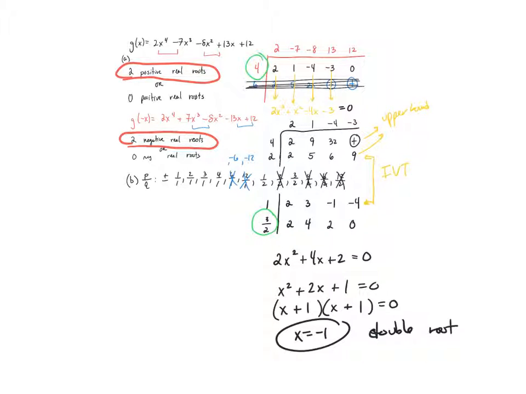So let's graph this now. So our roots are 4, 1.5, and then negative 1. And what do we want to keep in mind about negative 1? It's a double root, so the graph won't cross the x-axis. It will be tangent to the x-axis.